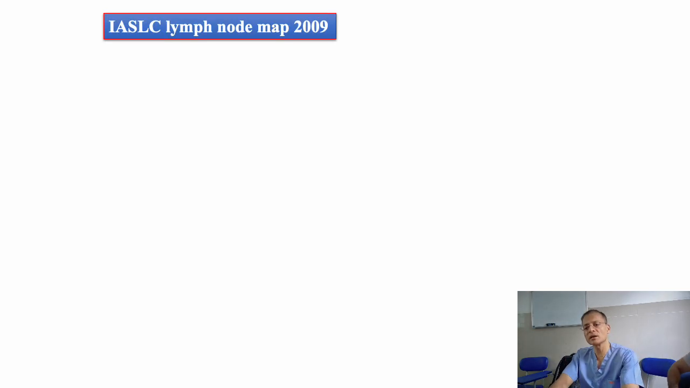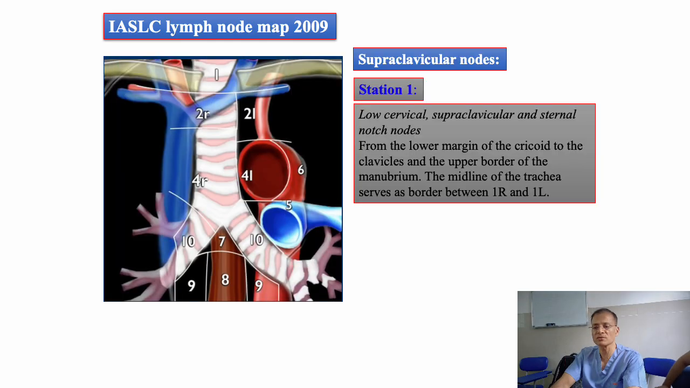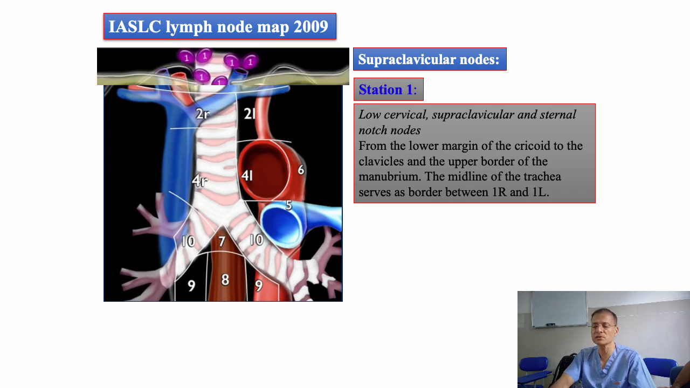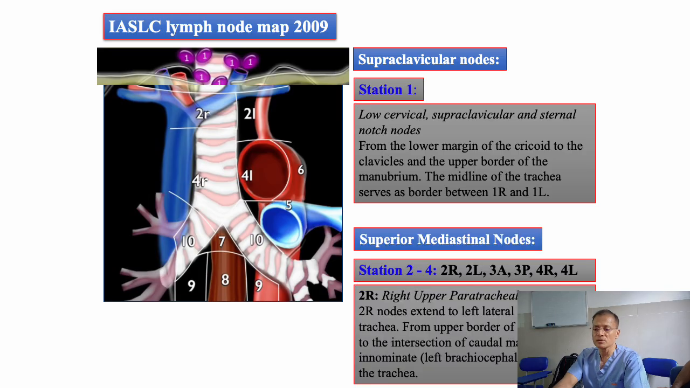This is, again, the IASLC lymph node map of 2009, where level 1 means supraclavicular, located above the clavicles. For that, we have to remember the uppermost margin is the cricoid cartilage, not anywhere in the neck. It should typically be in the supraclavicular region. From the cricoid cartilage below, alongside both sides of the trachea, that's level 1, depicted in this picture by these brinjal-colored nodes.